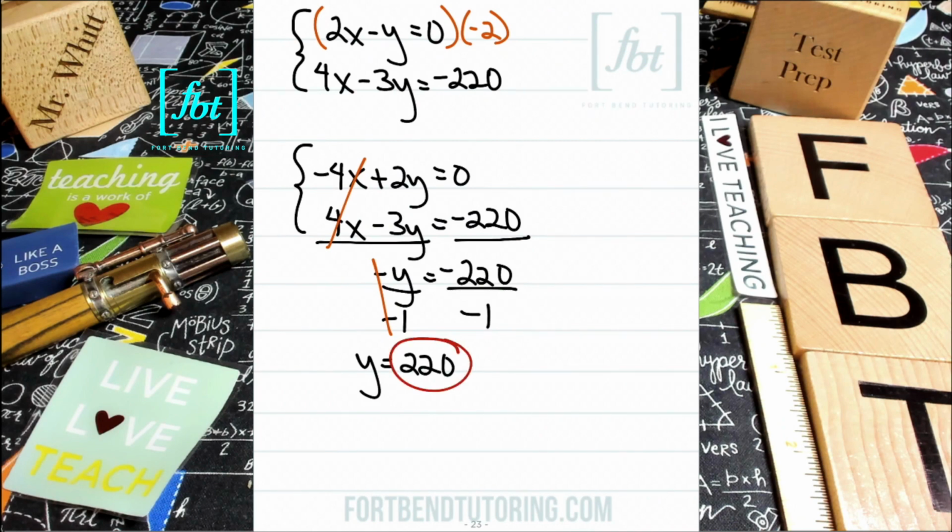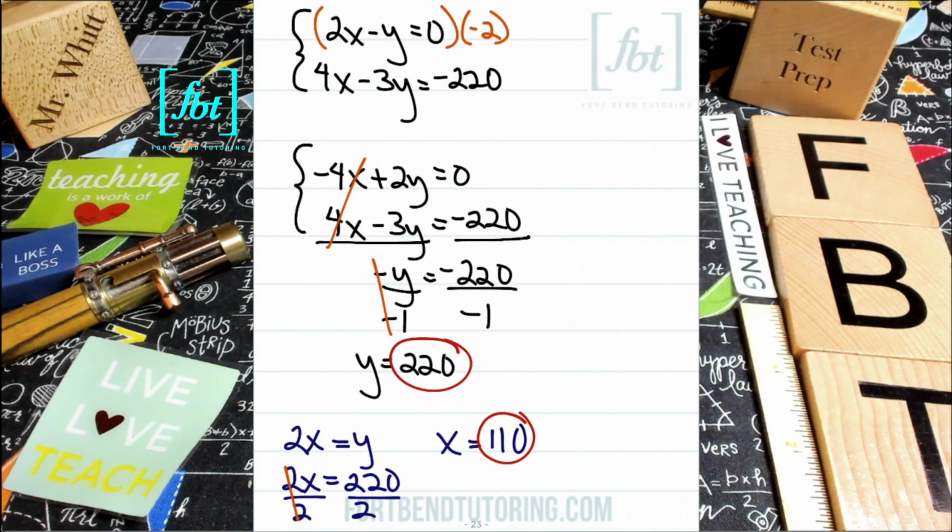220 tickets, and remember the variable y represented the number of children that attended the theater that day. Since we originally had the equation 2x equals y, then we can replace y with the value of 220. So 2x must be equal to 220. Dividing both sides by 2 and then simplifying, we find that the number of adults that attended was 110, holding on to that value of x.